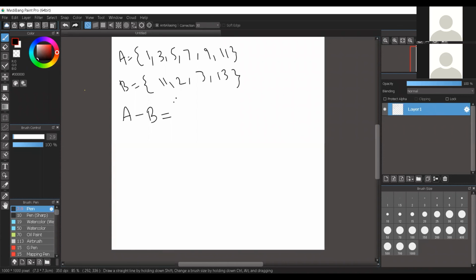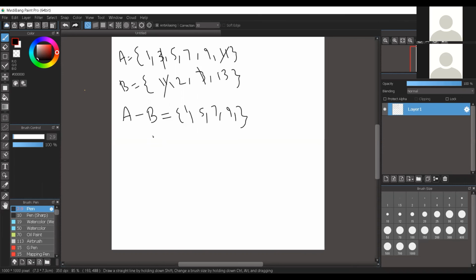Now what are we going to do here? From set A, we're going to remove all the elements that are also present in set B. First, we write 1, the same. Then we have 3. 3 is present in B, so we're not going to write it. Then 5, we can write, it's not there. Then we have 7. 7 is not repeated here. 9 is not present here. Then 11 is repeated, so we're going to cancel it. Fine. This is A minus B.